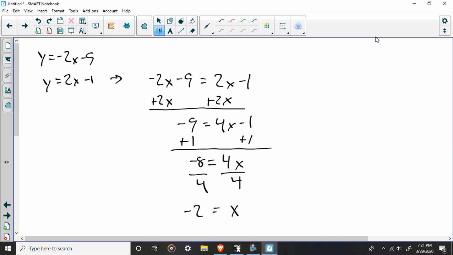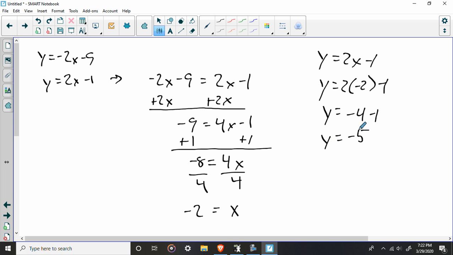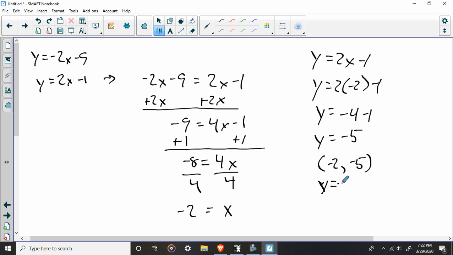But again, now that we've got this, let's plug it back in. I'm going to plug it into the second one this time. So I'm going to say that y is equal to 2x minus 1. It doesn't matter. So y is equal to 2 times negative 2 minus 1. 2 times negative 2 is negative 4. Negative 4 minus 1 is going to be negative 5. So what's our answer? Negative 2, negative 5. And if we want to check, let's plug that back into this first one just to make sure it works. So we're going to say y is equal to negative 2x minus 9.